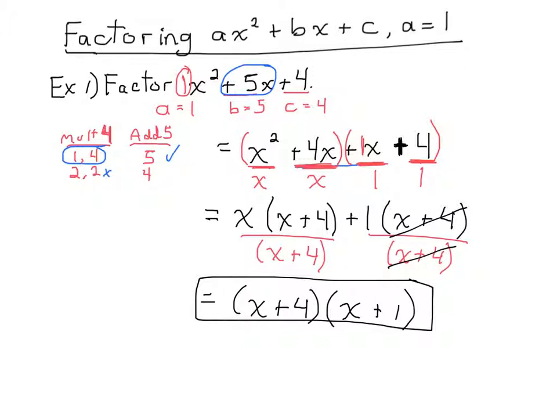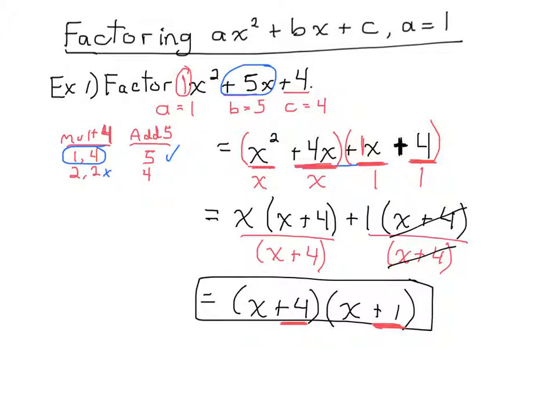What do you notice about those numbers in the answer? So we have a plus 4 and a plus 1. Well, if you look back to the numbers that we had that multiplied to 4 and added to 5, they're the same integers. Okay, so this is kind of a long way of doing this question, and there's a bit of a shortcut.